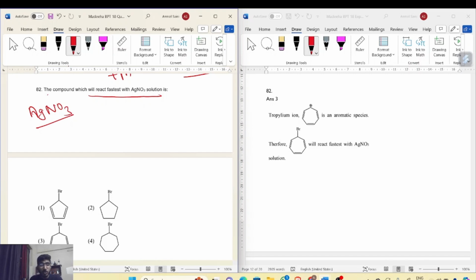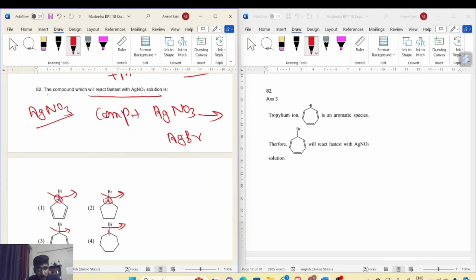Okay. So when the compound reacts with AgNO3, it will remove the Br and form AgBr. From all of the following compounds the Br will be removed. And when we remove Br, there will be a positive charge in all the compounds. And now we have to comment on the stability of the four compounds. The compound that will be most stable will give the fastest reaction with AgNO3.